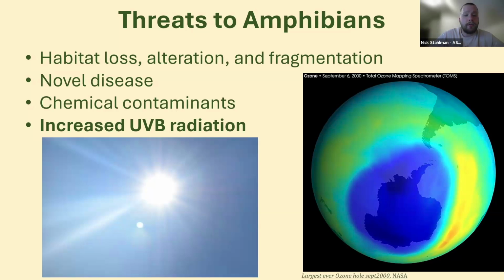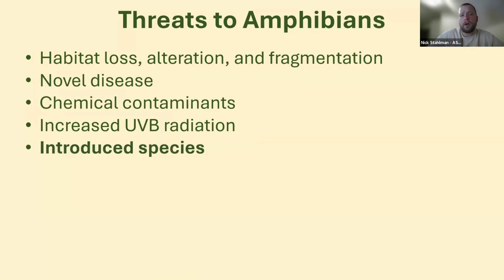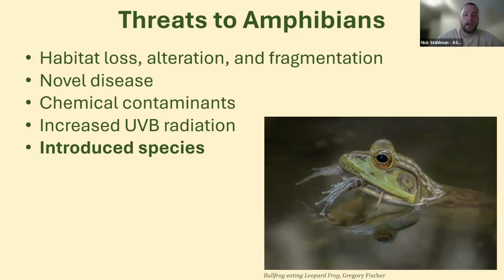This is particularly bad in regions with thinning ozone layers like Australia, New Zealand, as well as high altitude areas. So portions of the Rocky Mountains are vulnerable. Species in the Rocky Mountains are vulnerable to this increase, as well as some areas in South America. Introduced species are a problem for a lot of amphibians. For instance, American bullfrogs. These have been introduced worldwide.